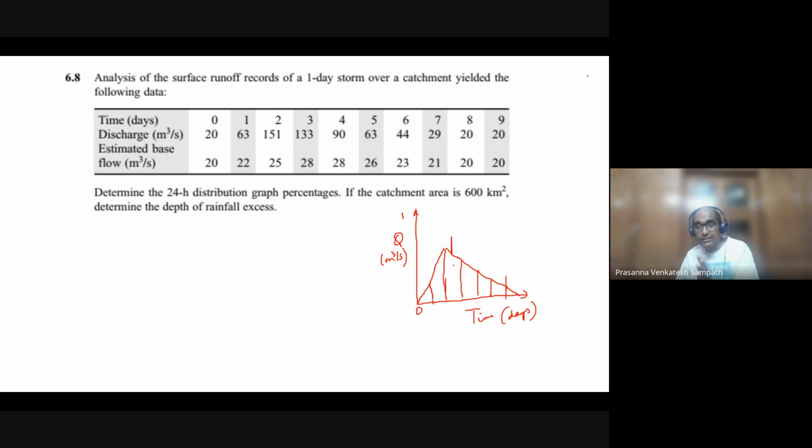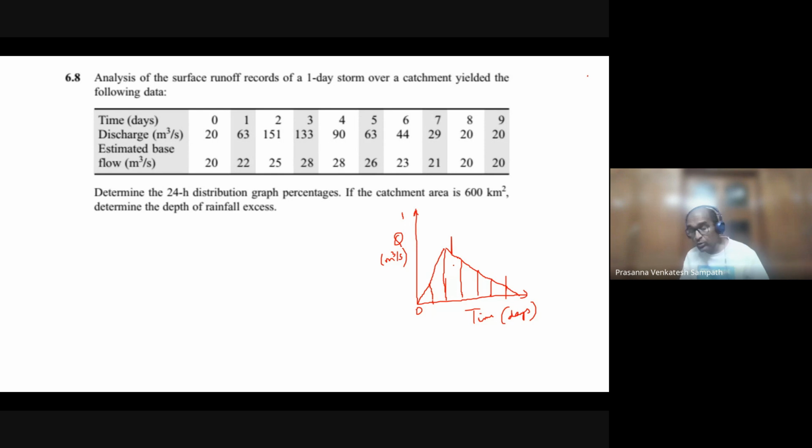So the x-axis is in units of days. You'll have to convert it to seconds, right? So multiply by 24 multiplied by 3600, and you will get the x-axis duration in units of seconds. Multiply that with meter cube per second, you will get meter cube, which is the volume of runoff. Then you divide that volume by the area of the catchment, which is 600 kilometers square. That will give us the depth of excess rainfall.